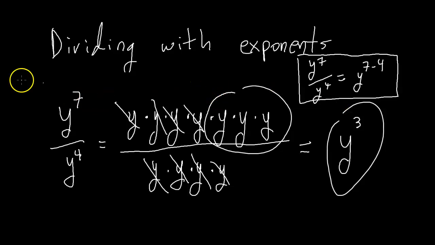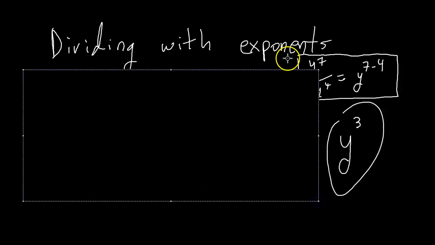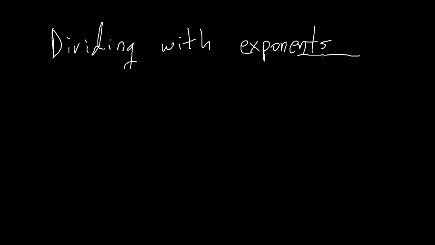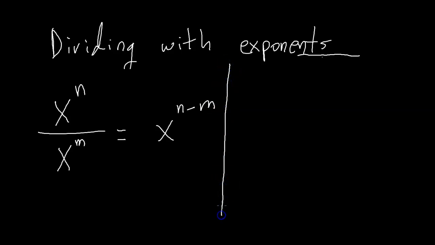And this is a general phenomenon. So let me write down the punchline here, because this is something that we're going to make extensive use of as we go ahead and work through exponential functions. Let's say x raised to any power n, divided by x raised to any power m. This does always equal x raised to the n minus m power.